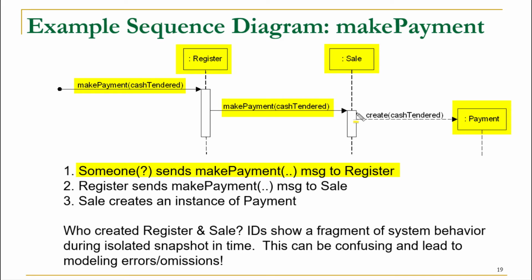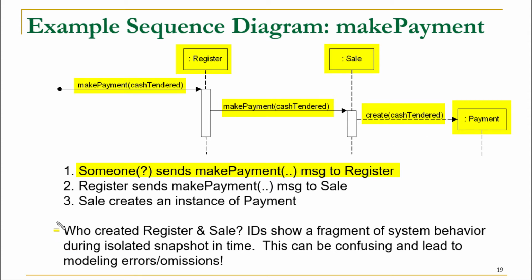So that means we are going to have an object of the sale class, and on that object we are going to call that make payment method. And finally, sale creates an instance of payment. In response to this make payment method, this sale class from within this method creates the instance of the payment class.